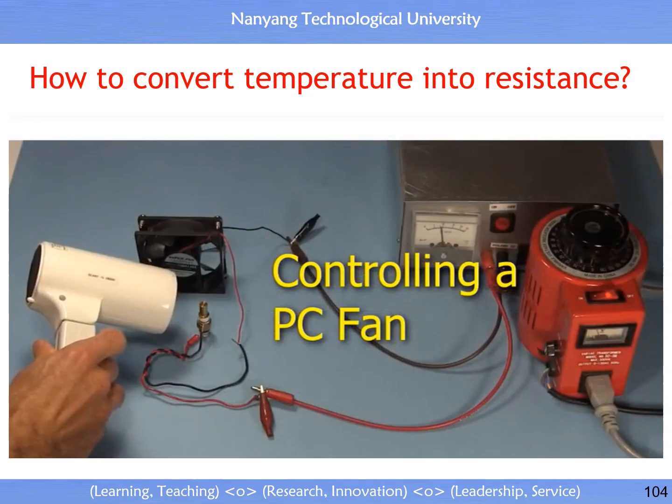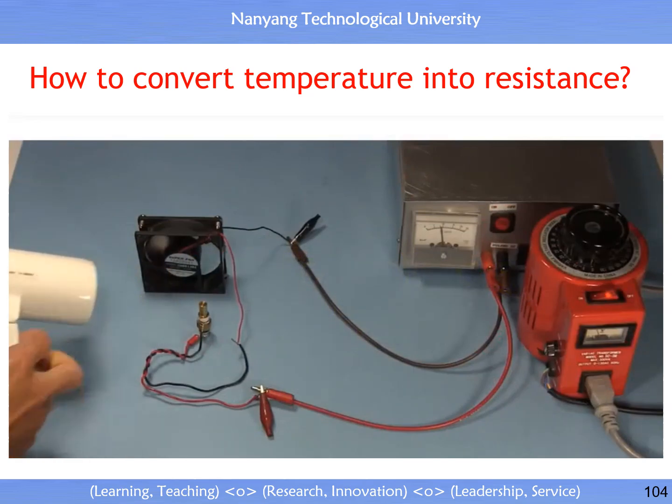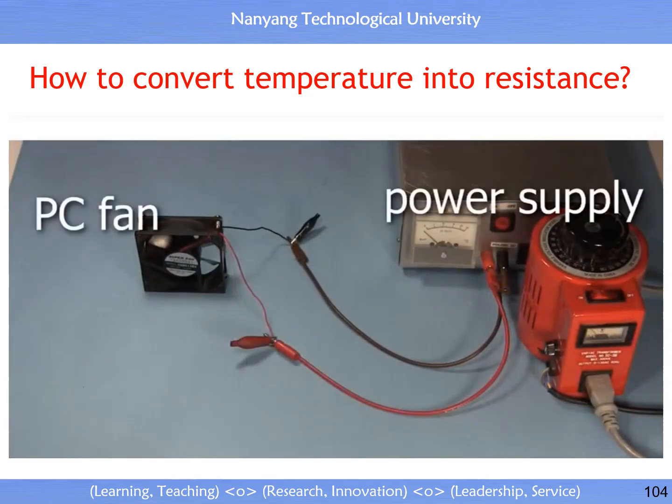Here's the fun I had making a PC fan turn on when the thermistor gets too hot. First, here's the circuit without the thermistor. It's very simple. The positive from my homemade power supply goes to the positive of the fan, and the negative of the fan goes back to the power supply. When I turn on the power supply, the fan starts spinning.